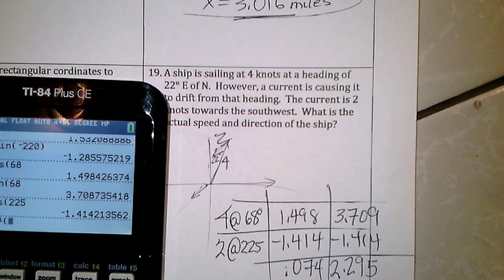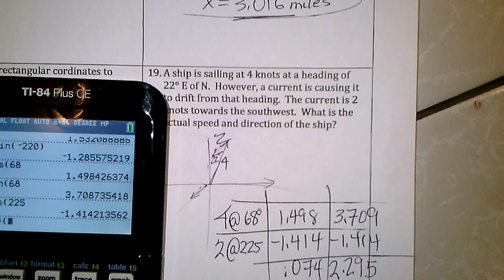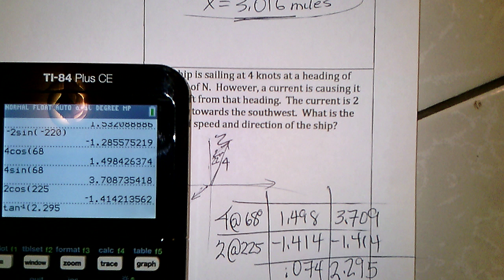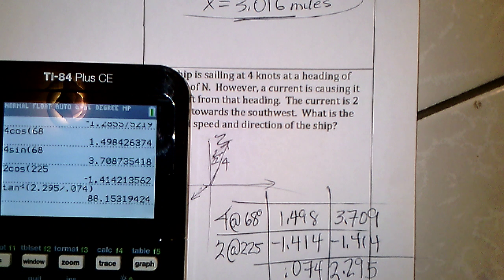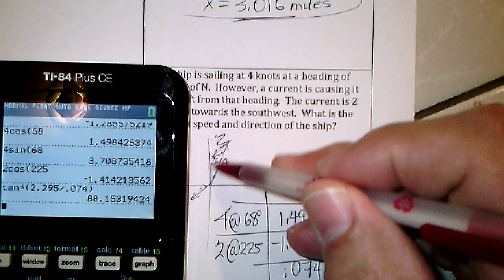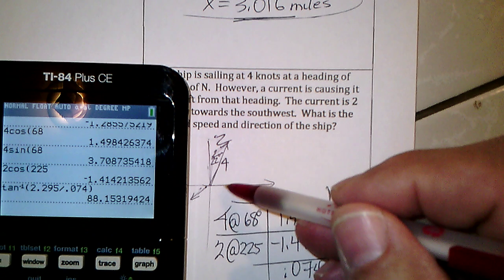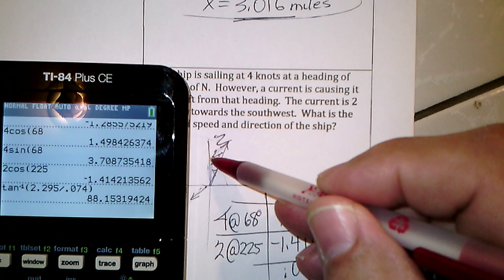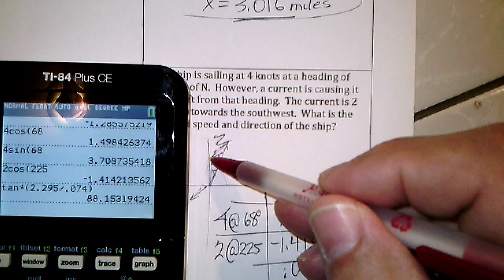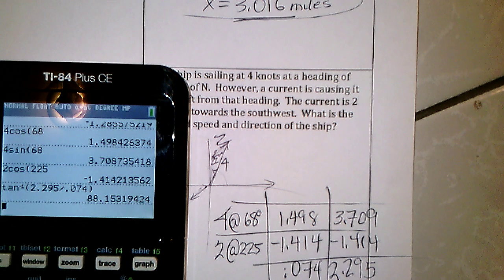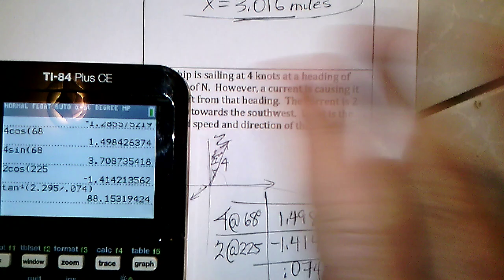So we're going to do tangent inverse of 2.295 divided by 0.074. So to get to there, it's going to be at an angle of 88, and that's going to be almost 90. It's basically 2 degrees east of the north direction. So north 2 degrees to the east.